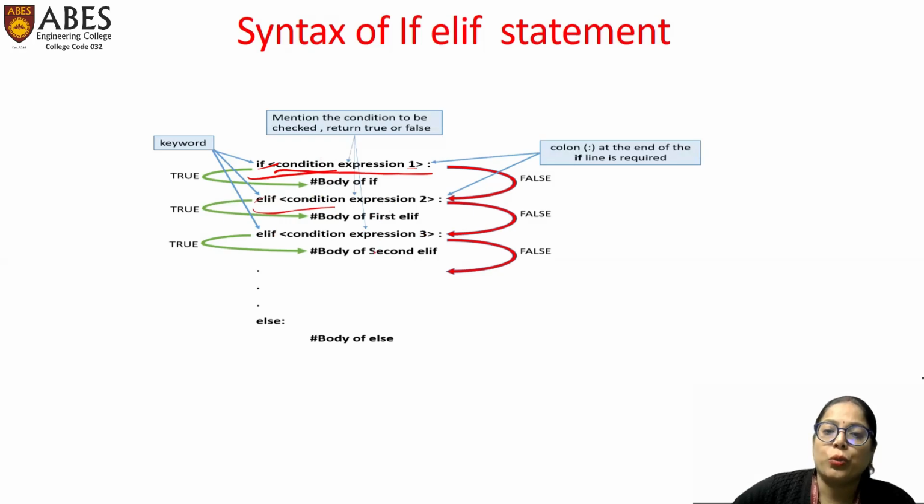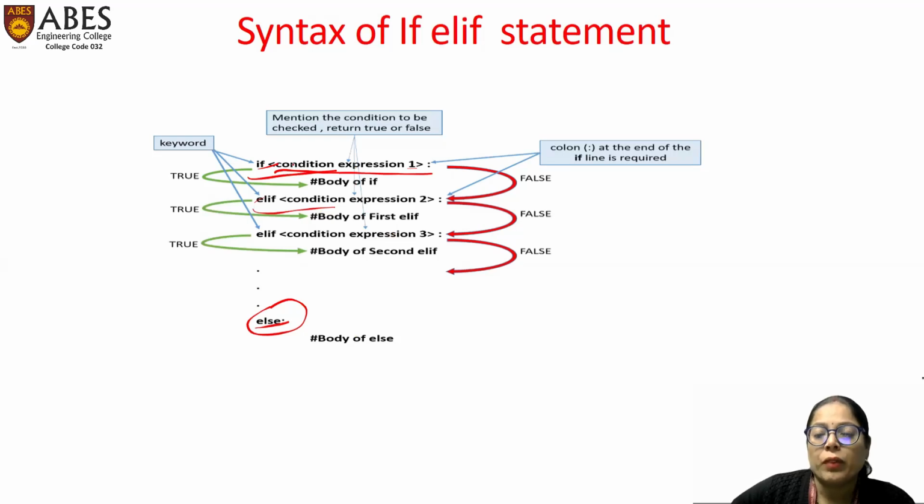Similarly, it goes on. And finally, we have else. It means that if all the conditions given in your multiple if statements are false, then finally this part will be executed. And whatever the body of else is, it will be executed. So there are a few things you should keep in mind.